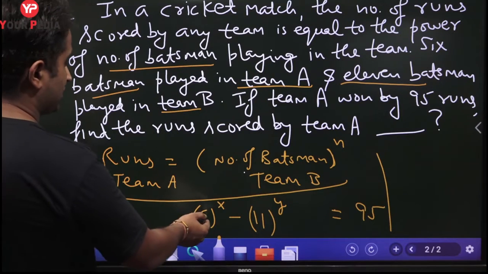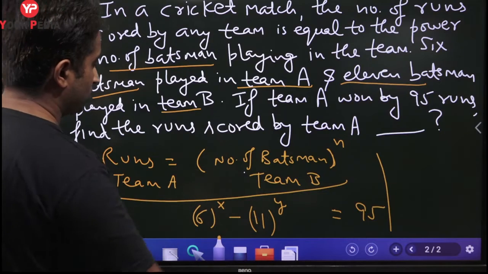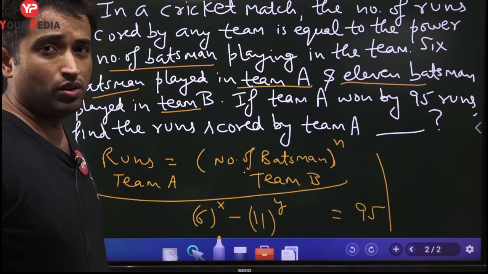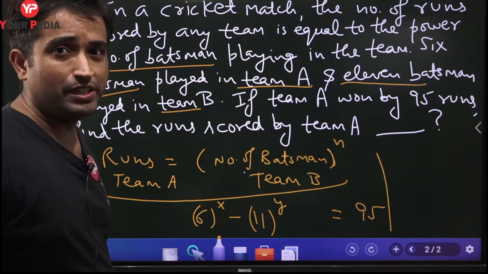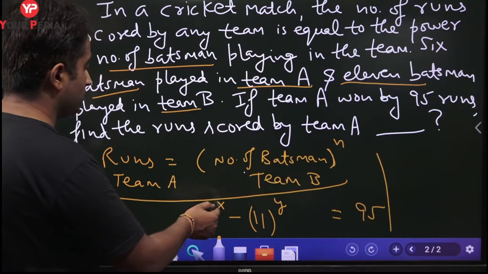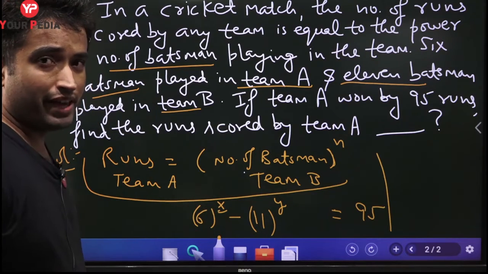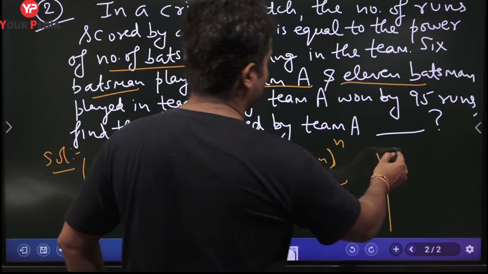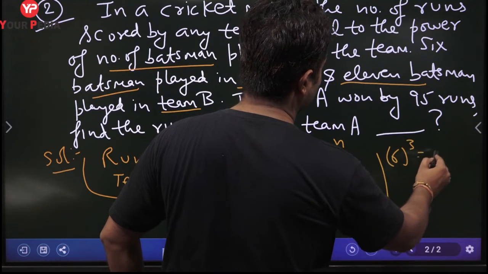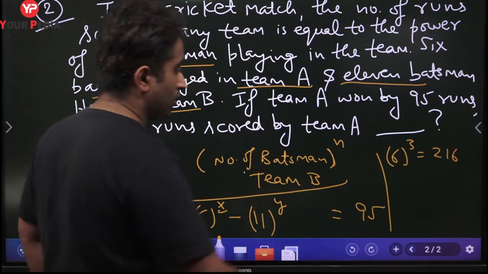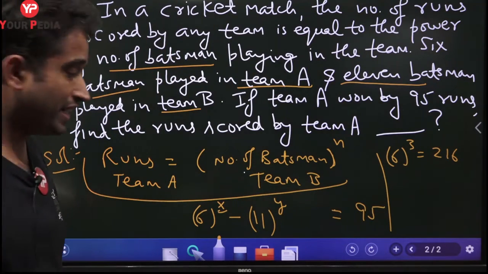So let's say 6 raised to power 2, so that is 36, so that's not possible. So let's take the minimum value. Let's take the minimum value x. I take x as 3. So 6 raised to power 3, so that is 216. Now on the right hand side, I have to make 95.